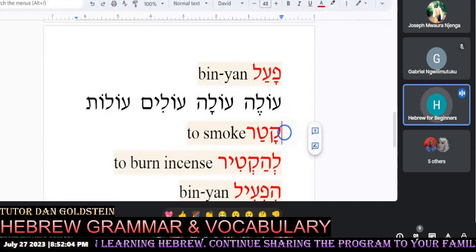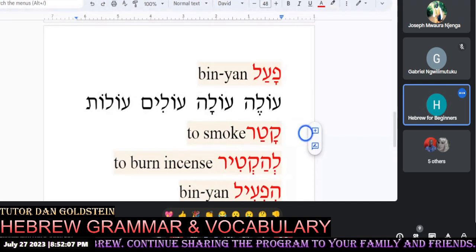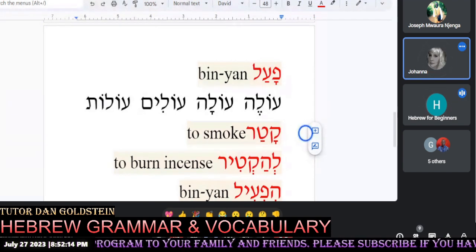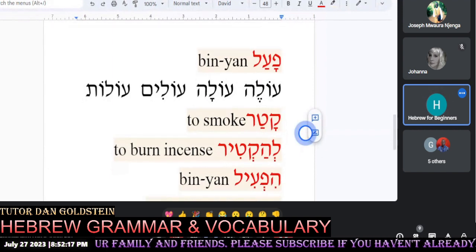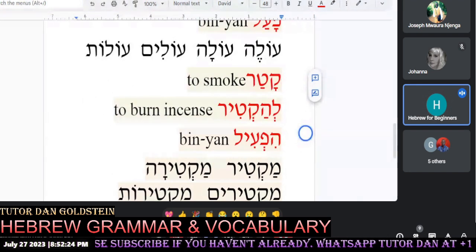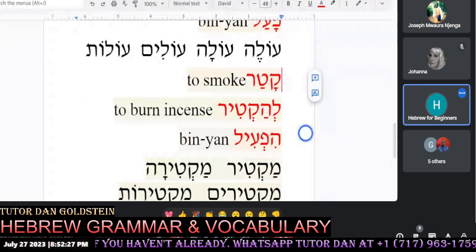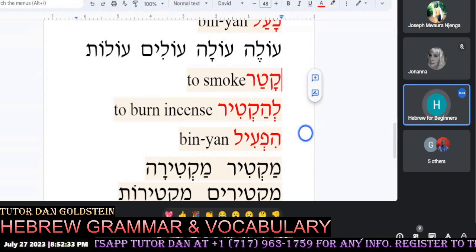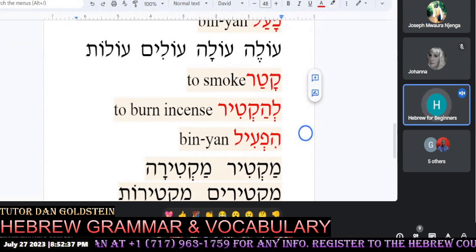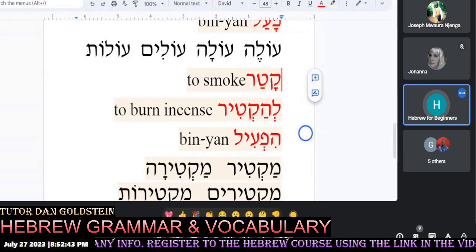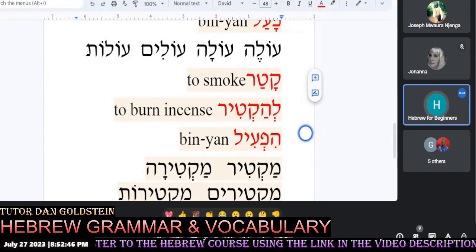Johanna, could you give us the pronunciation of the next vocabulary word? Yeah, the smoke. Right. It is Qatar. So if we thought of some sentence to smoke, but we're not talking about smoking a cigarette. We're talking about smoke coming up from a fire, basically. And actually, I can't think of a pa'al verb class example, Qatar. I can't think of it.